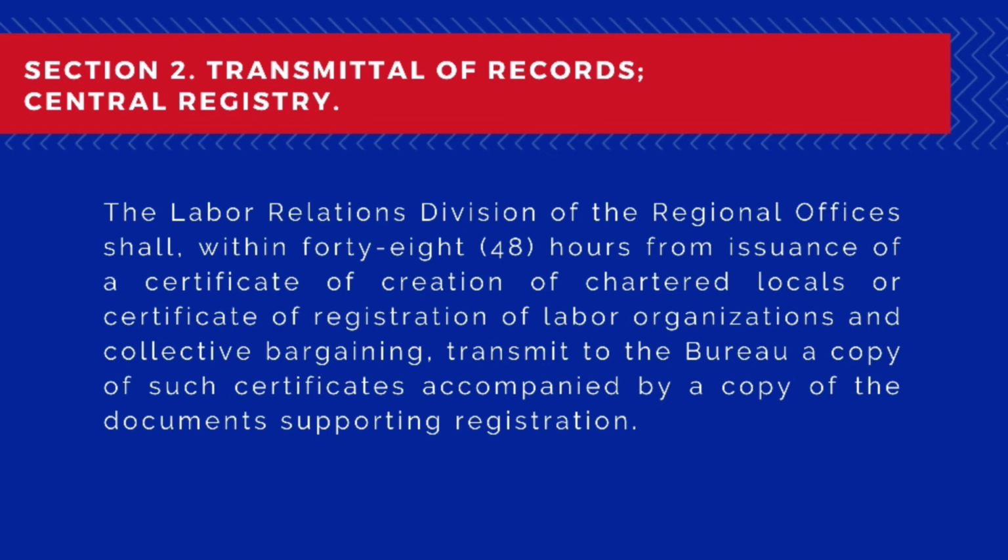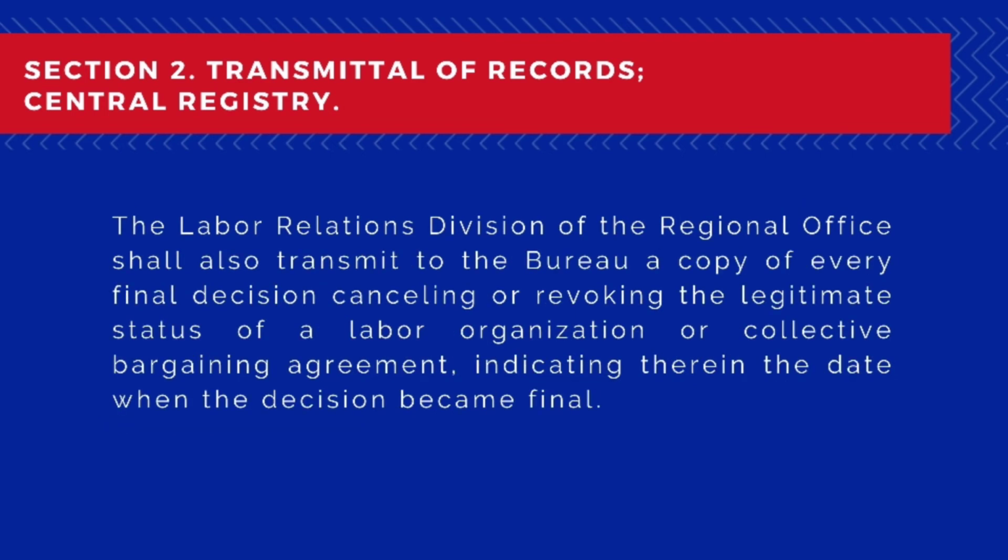Section 2. Transmittal of records. Central Registry. The Labor Relations Division of the regional offices shall, within 48 hours from issuance of a Certificate of Creation of Chartered Locals, or Certificate of Registration of Labor Organizations and Collective Bargaining, transmit to the Bureau a copy of such certificates, accompanied by a copy of the documents supporting registration. The Labor Relations Division of the regional office shall also transmit to the Bureau a copy of every final decision canceling or revoking the legitimate status of a labor organization or collective bargaining agreement, indicating therein the date when the decision became final.